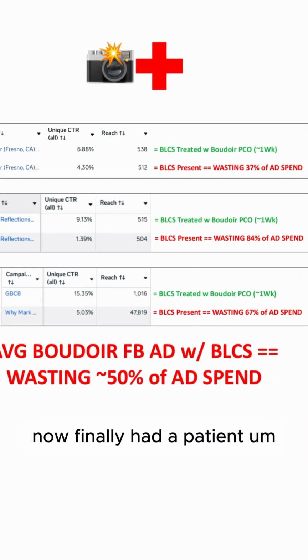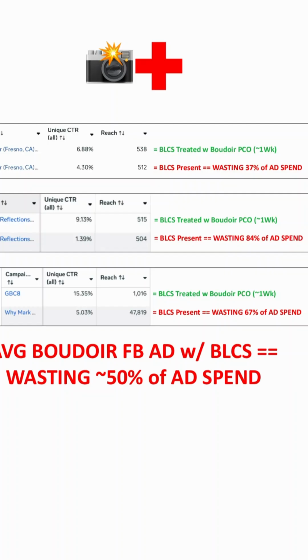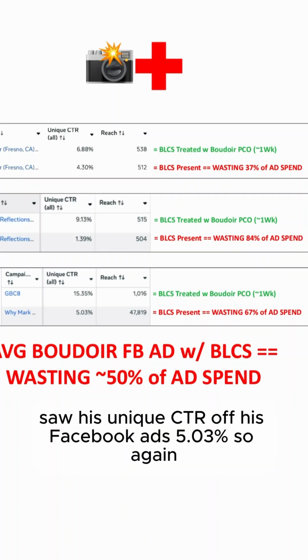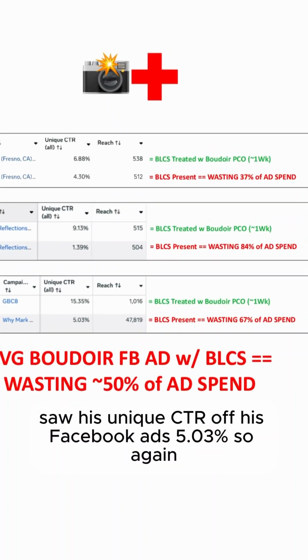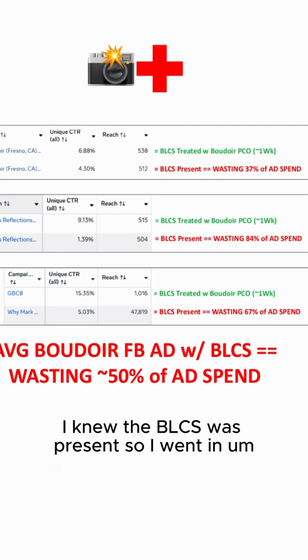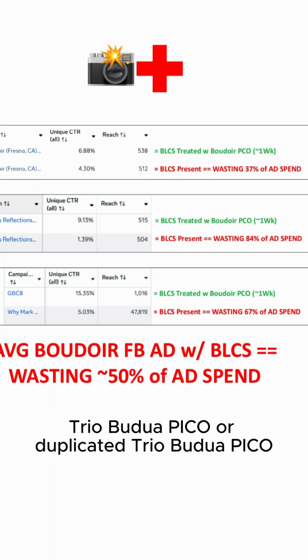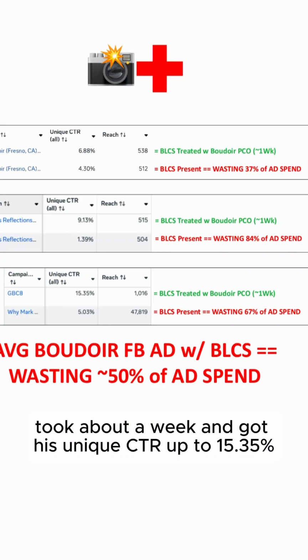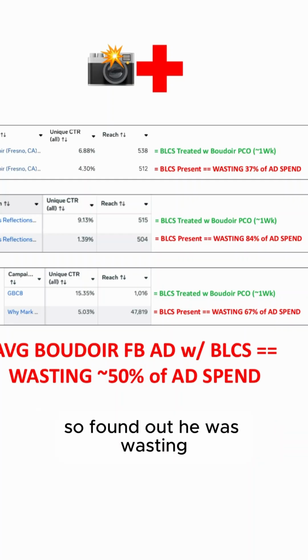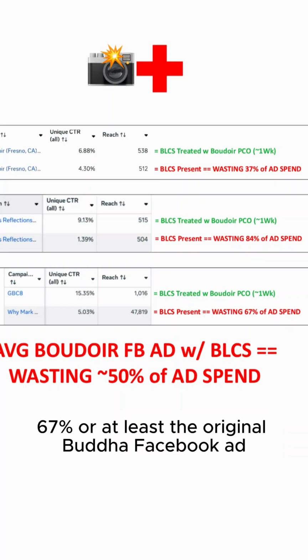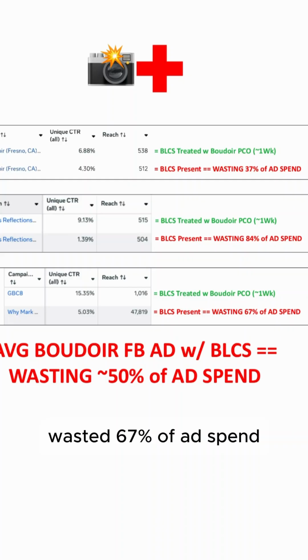Now, I finally had a patient whose unique CTR all of his Facebook ad is 5.03%. So again, I knew the BLCS was present. So I went in, duplicated it, treated it with Boudoir Pico, took about a week, and got his unique CTR all up to 15.35%. So I found out the original Boudoir Facebook ad was wasting 67% of ad spend.